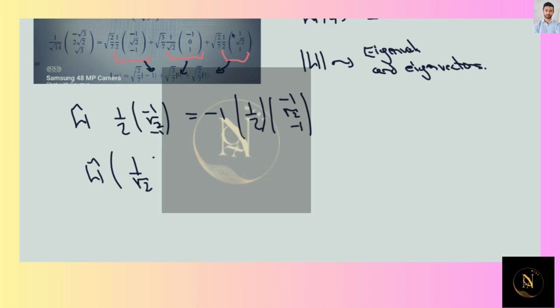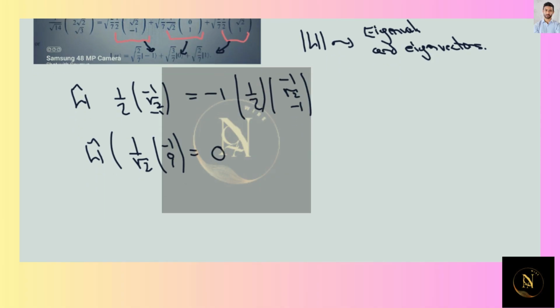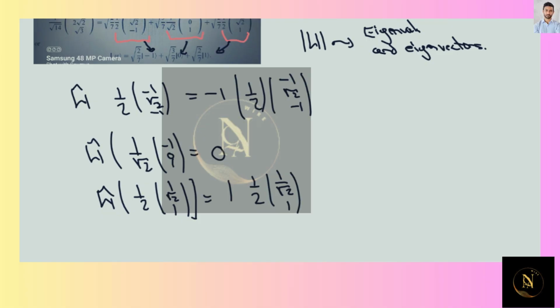Similarly, with the other two states, we have that the Hamiltonian applied to 1 over square root of 2 of minus 1, 0, 1 is going to give us 0 directly. This is going to be our 0 eigenvalue. And lastly, the last eigenvector that is provided to us is the 1/2, 1 over square root of 2, 1 vector, that upon action of the Hamiltonian is going to give us 1 times the 1/2, 1 over square root of 2, 1 vector.